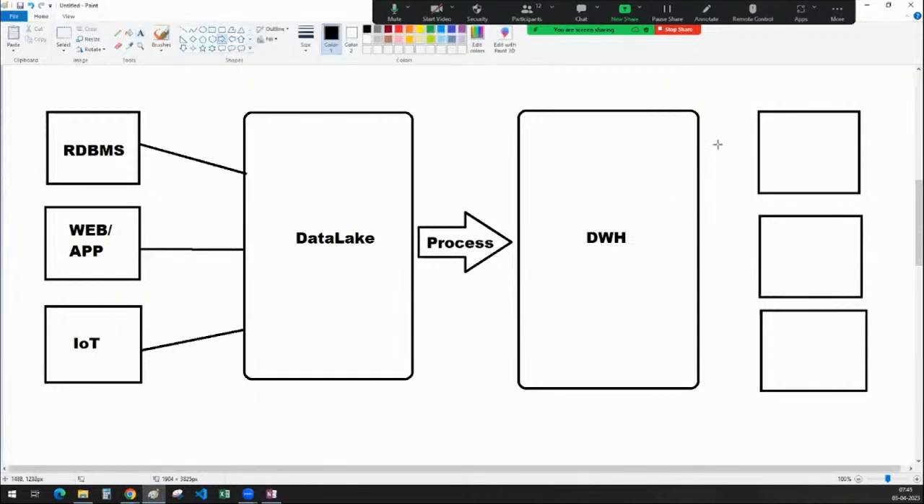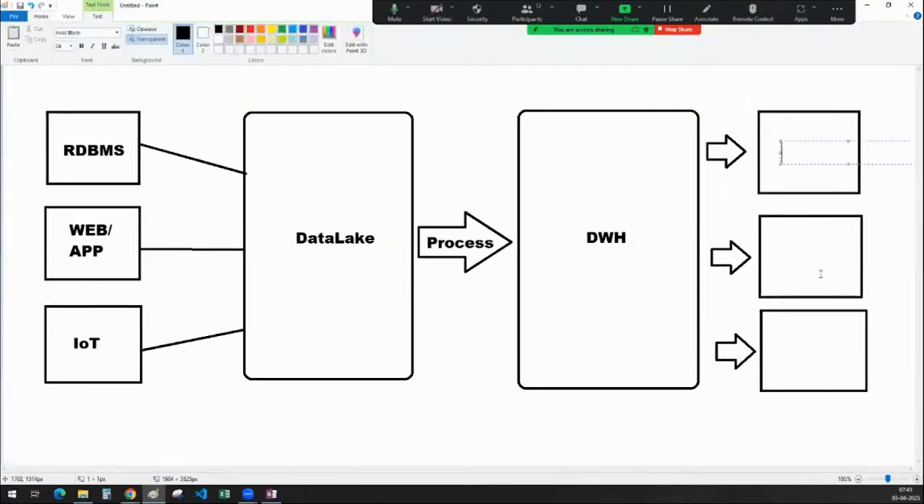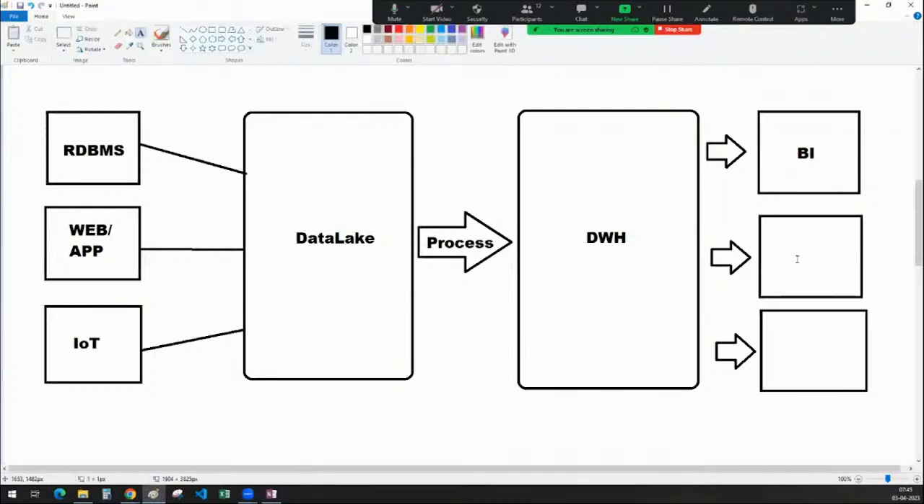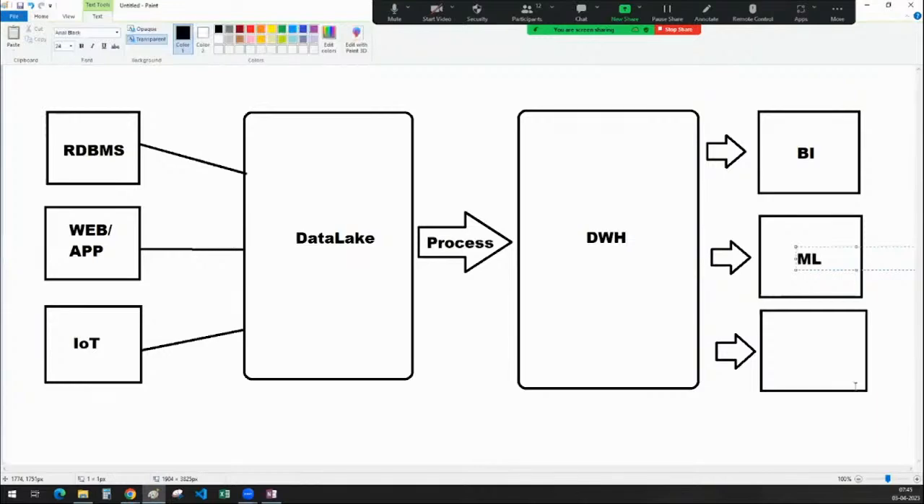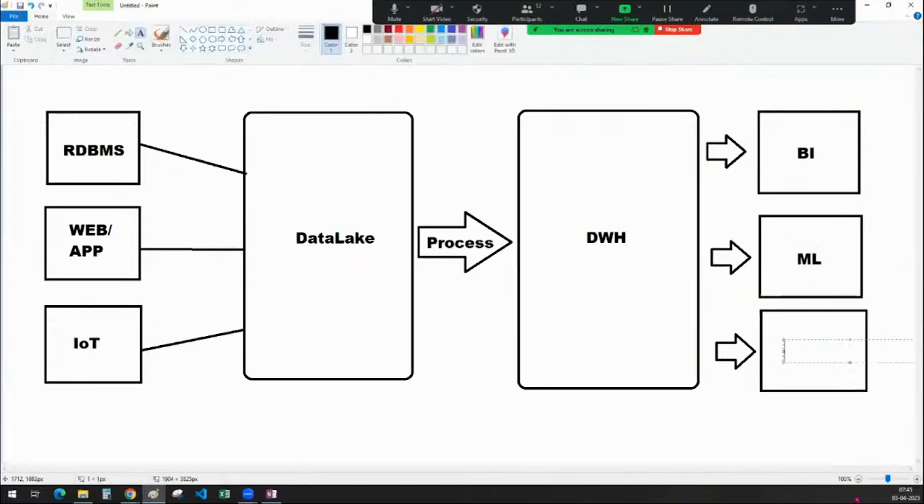Finally, as per the business requirements, there will be ML models to create, there will be dashboard requirements, there will be ad hoc requirements. So based on the BA requirements, or ML, or some ad hoc requirements.